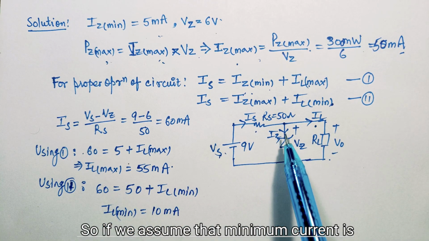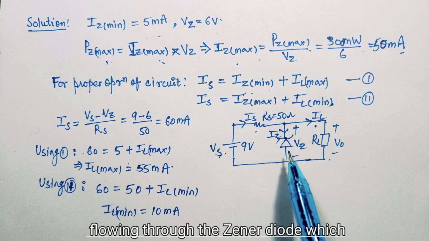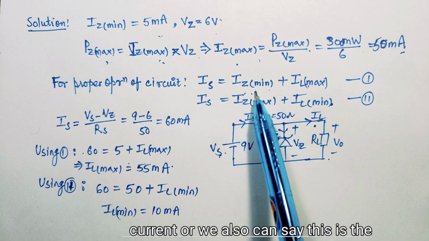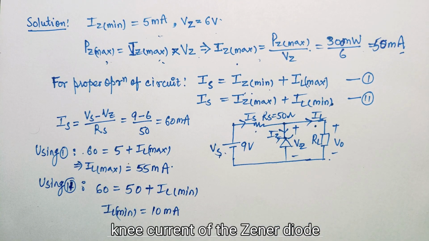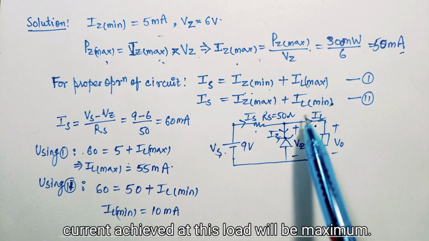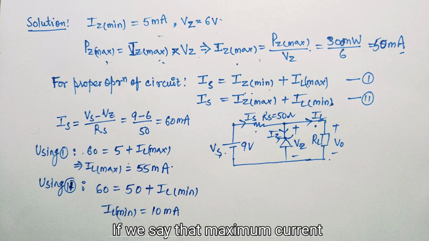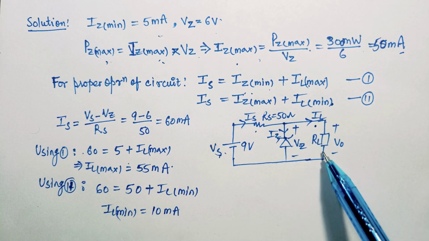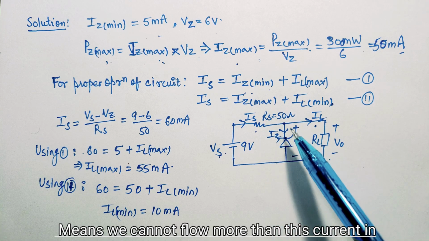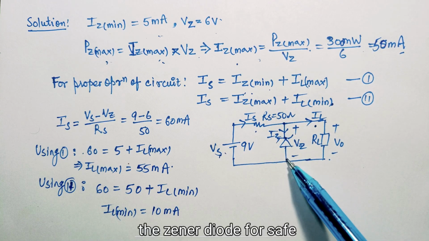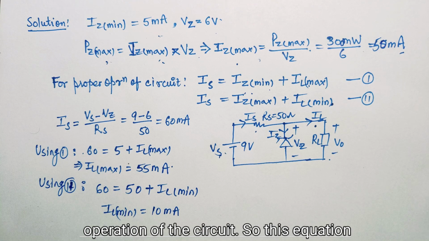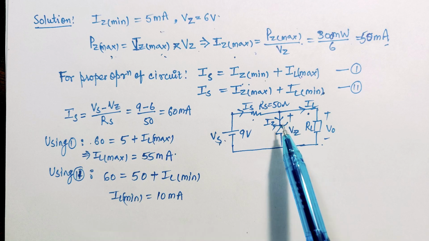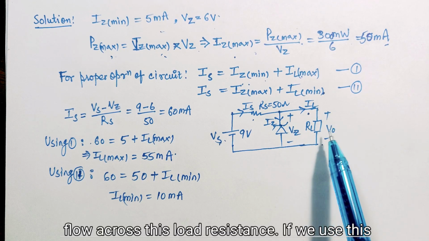So if we assume that the minimum current is flowing through this zener diode, which is required to operate it in the breakdown region, that is the Iz minimum current, or the knee current of the zener diode, then the IL current achieved at this load will be maximum. If the maximum current is flowing through this zener diode, then the IL current will be minimum. We cannot pass more than this current through the zener diode for safe operation of the circuit. So equation number 2 is obtained: with Iz maximum current flowing in the zener diode, the IL minimum current will flow across this load resistance.